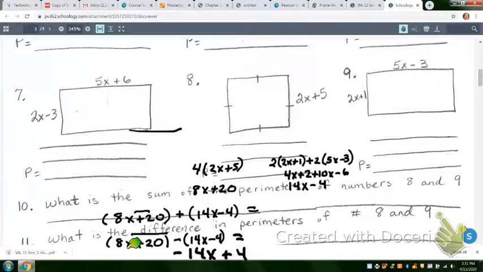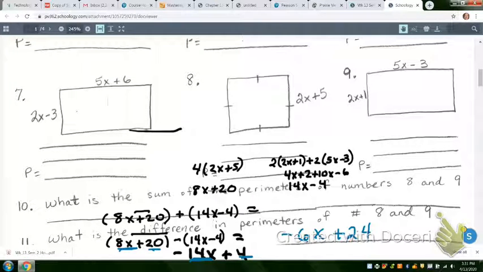Nothing changes on these signs, that is fine, but I'm subtracting all of this. So that means the opposite of positive 14, which is negative 14, and the opposite of negative 4, which is positive 4. So now I want to put the 8x and the negative 14x together. What's 8 minus 14? That would be negative 6. And then 20 plus 4, this is a positive now, so positive 20, positive 4, so that gives me a 24. And there's your answer for number 11. And once again, you can finish this one here.